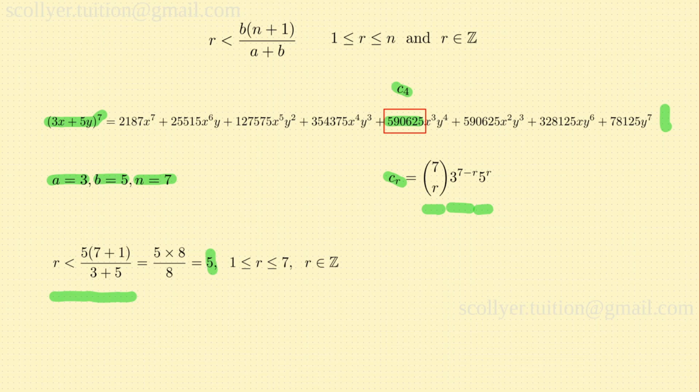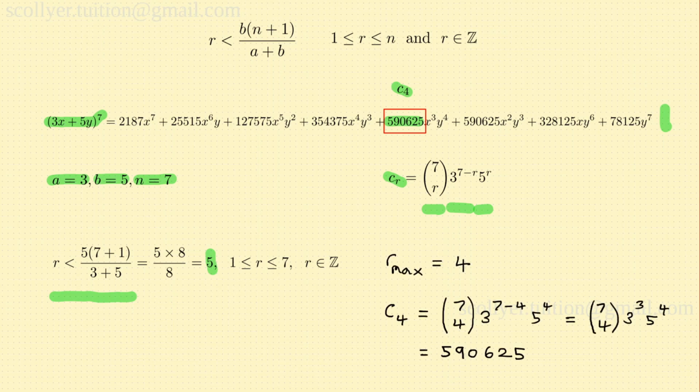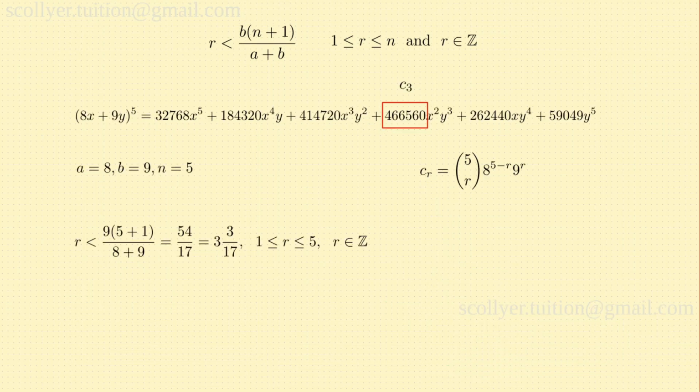And of course, we have the other two conditions, r must be between 1 and 7 inclusive, and r must be an integer. And taking the largest value of r subject to those conditions, we have that r max equals 4. So the largest coefficient will be c sub 4, as expected, which is 7 choose 4 times 3 to the 7 minus 4 times 5 to the 4, which becomes 7 choose 4 times 3 cubed times 5 to the 4, which a calculator shows to be 590,625.